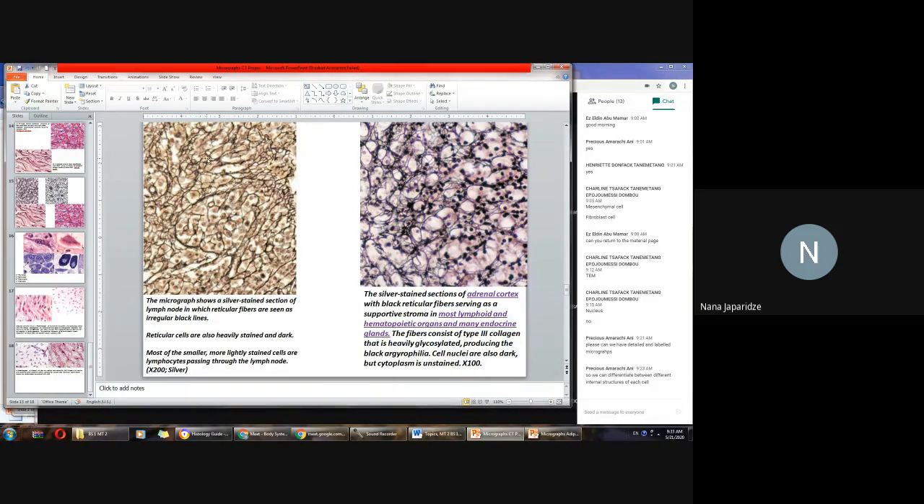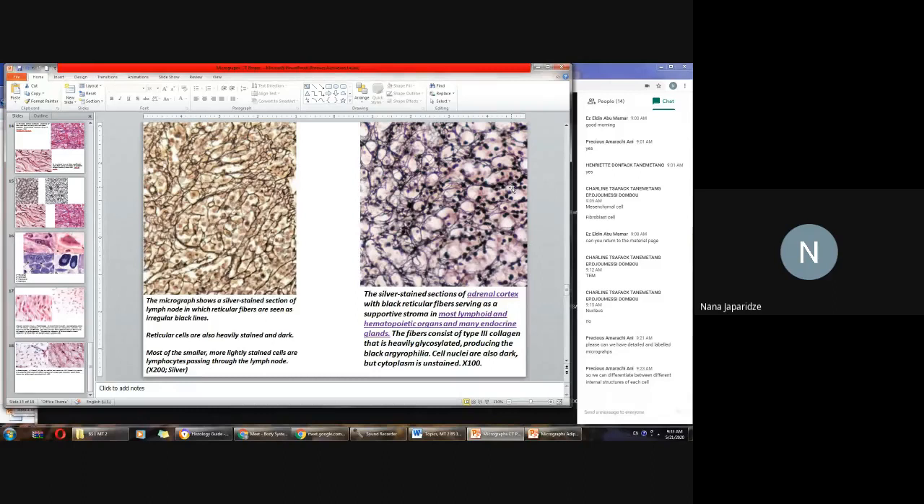and here you see the reticular cells, which are actually fibroblast-like cells. They give rise to these reticular fibers, and this is adrenal cortex here, and usually these reticular fibers represent the collagen type 3.